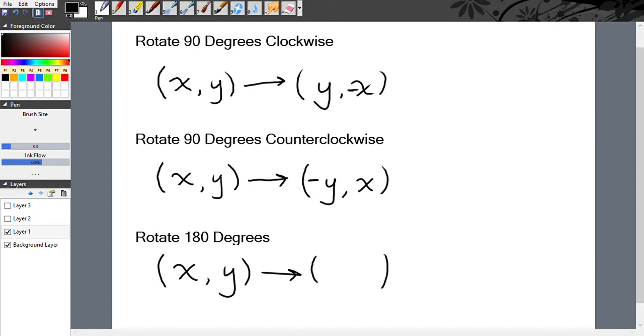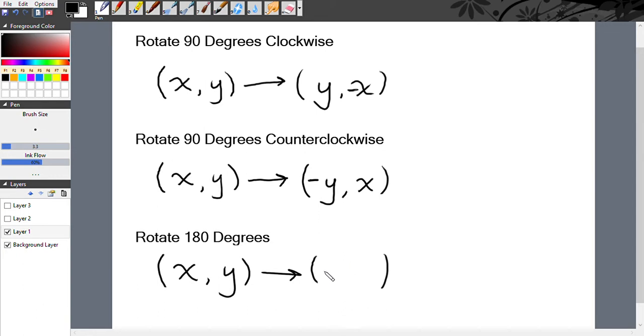So our rotation 90 degrees clockwise or counterclockwise only changes one of the signs, which makes them a little bit harder because we only have one of them and we have to remember which one we're supposed to be changing the sign on. So when we do clockwise, it's the old x coordinate that we change the sign. Counterclockwise, it's the old y coordinate that we change the sign.